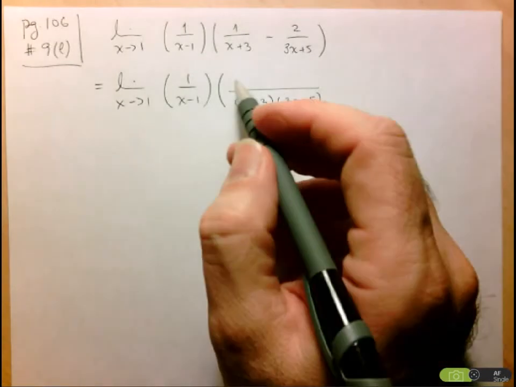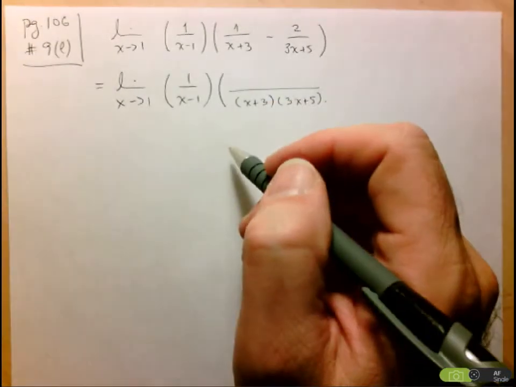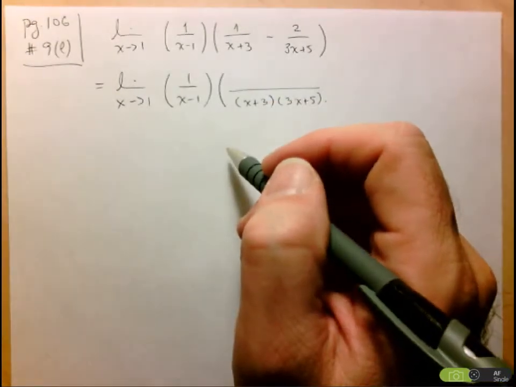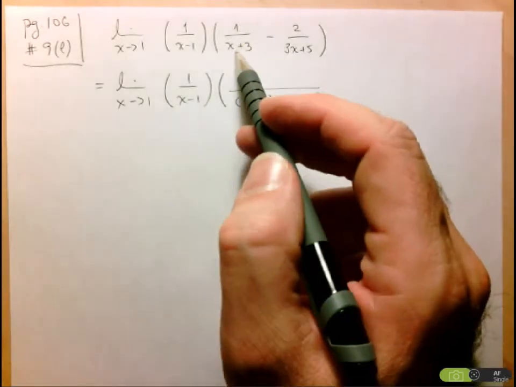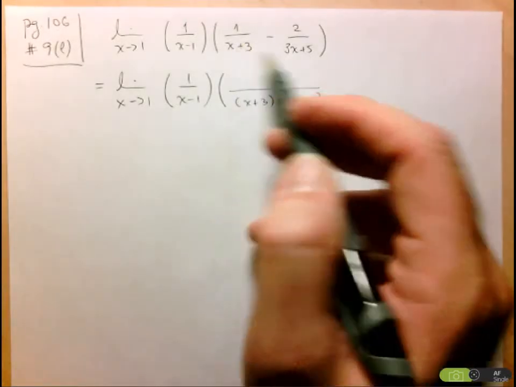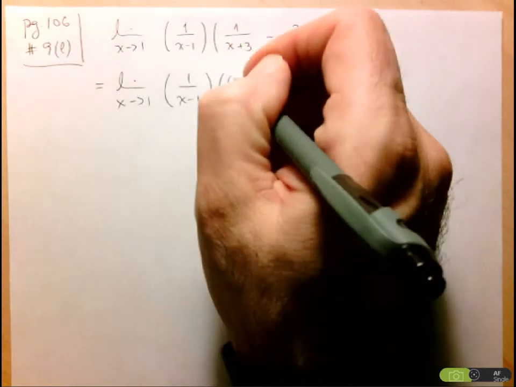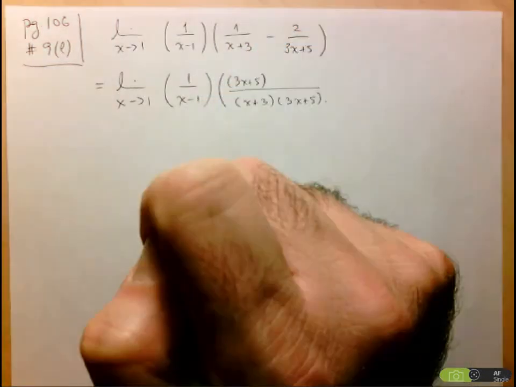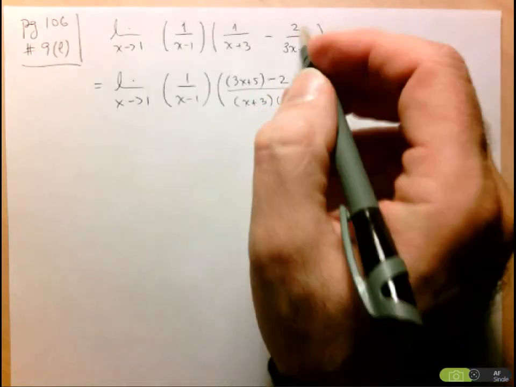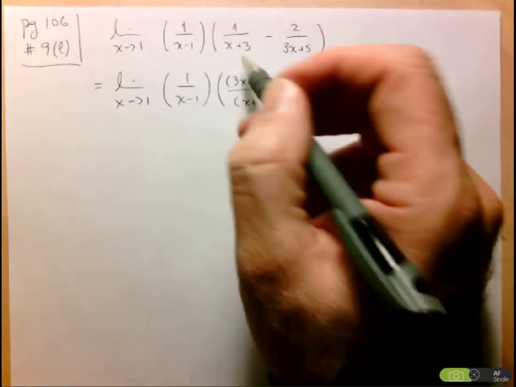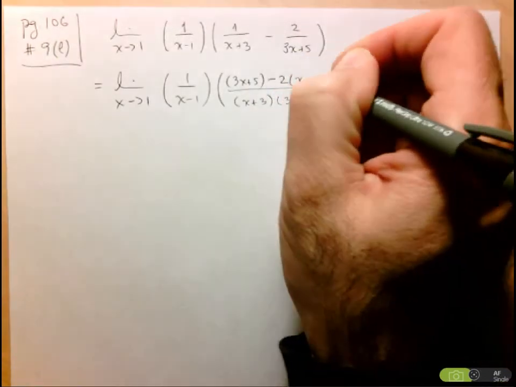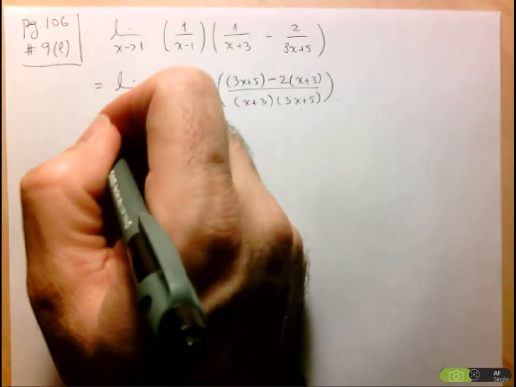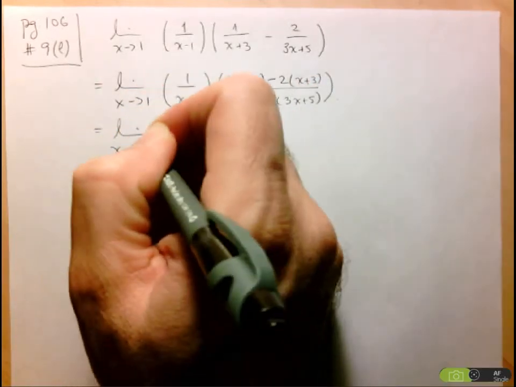Now you'll notice here I'm going to make use of brackets to try to avoid any sign errors. In this first expression we're missing the factor of 3x plus 5, so we have 1 times 3x plus 5 up top here, and then minus 2 times, and we're missing the factor of x plus 3. So x plus 3, and now let's keep going in our simplification.